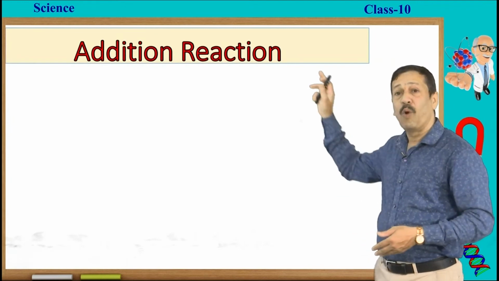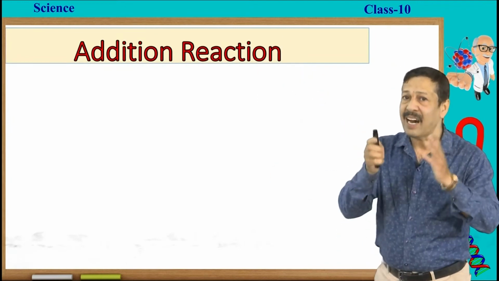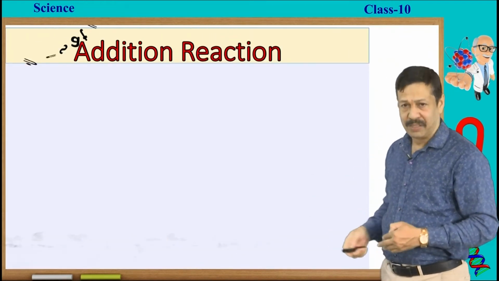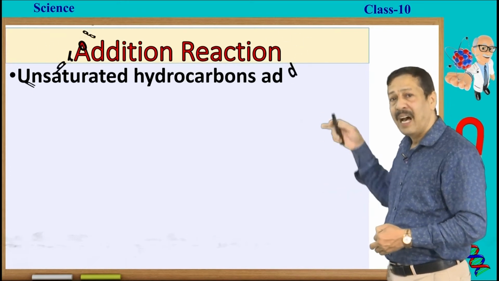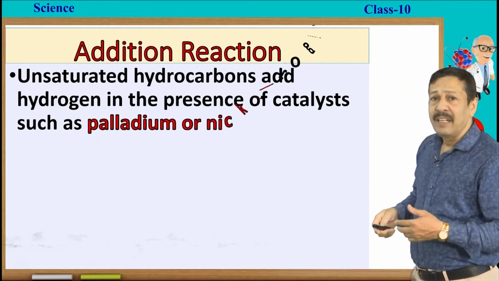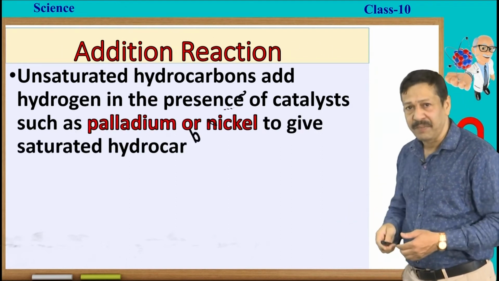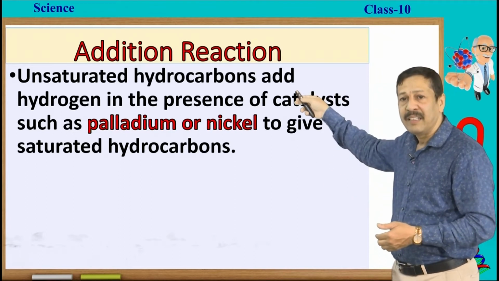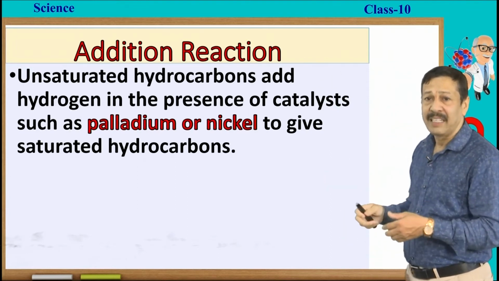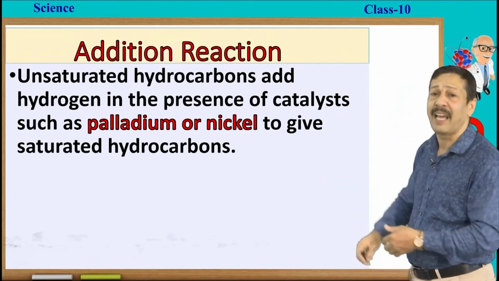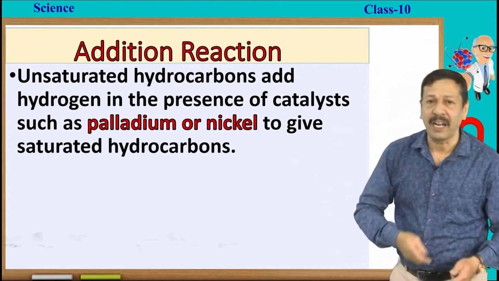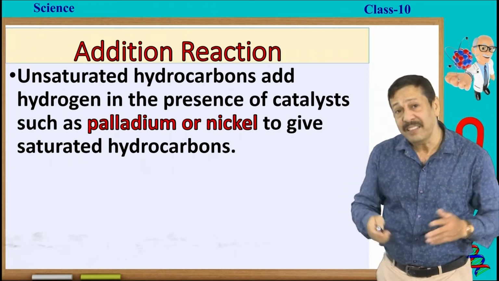Now let us see one more type of reaction. These are called addition reactions. When hydrocarbons like alkenes and alkynes, which are called unsaturated, react with hydrogen, an addition product is formed. When unsaturated hydrocarbons add hydrogen in the presence of catalysts like palladium, nickel, platinum, they produce saturated hydrocarbons. This is called an addition reaction.